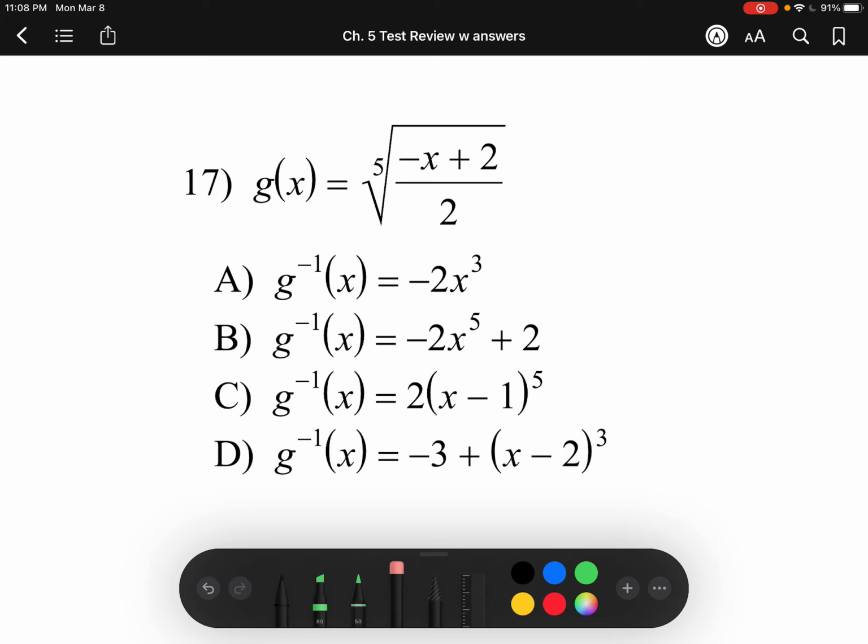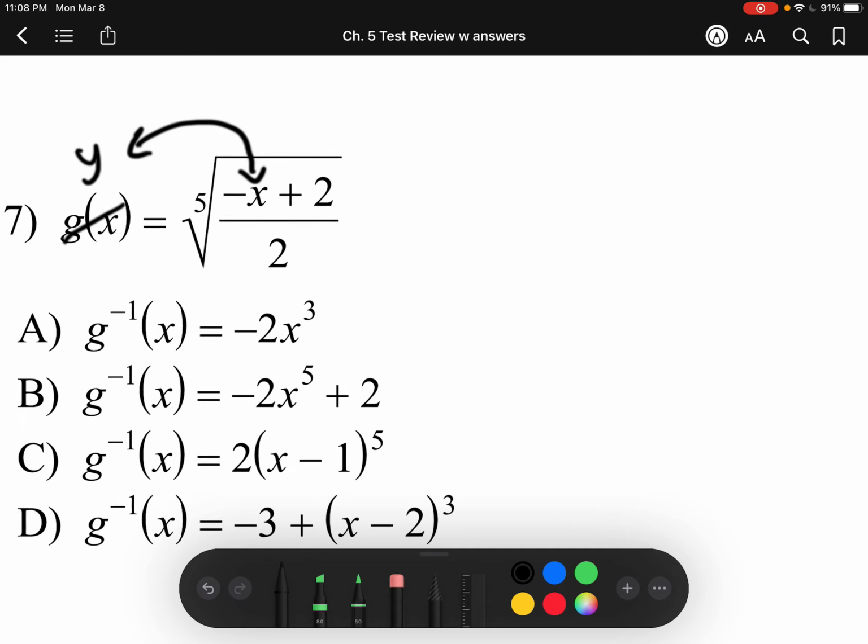All right, number 17. So again, we're going to be finding the inverse of a function, and we're going to follow the same 4 steps. Don't get intimidated by this fifth root. We'll get to that. But all right, step 1, we're going to change g of x to y. Then step 2, we're going to interchange x and y, right? So the new function that we have becomes x is equal to negative y plus 2. Oh, it's actually the 5th root.